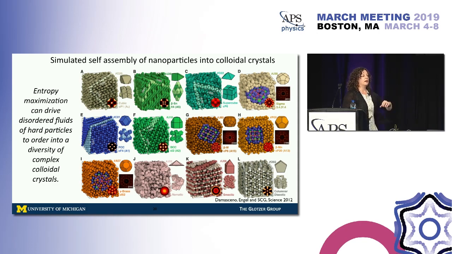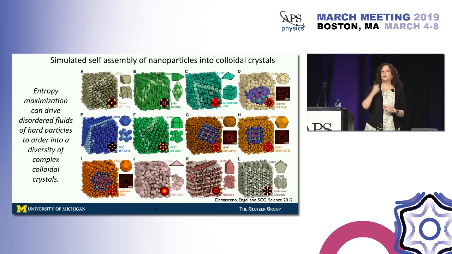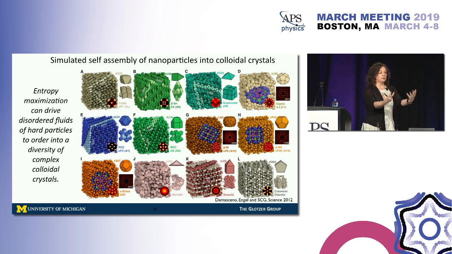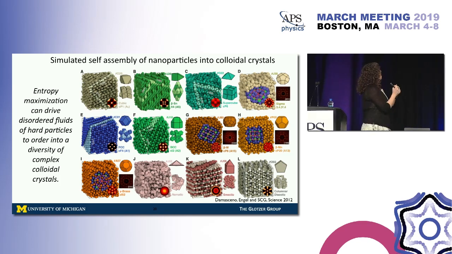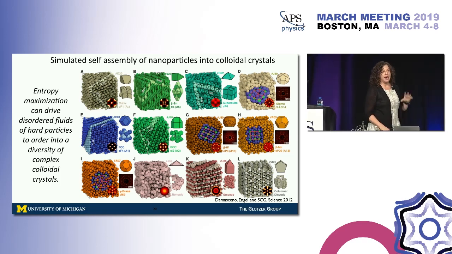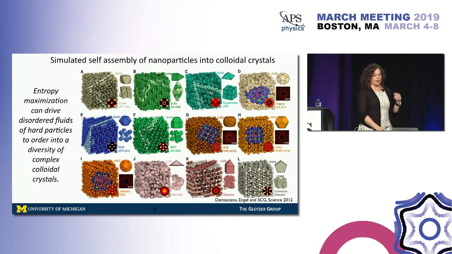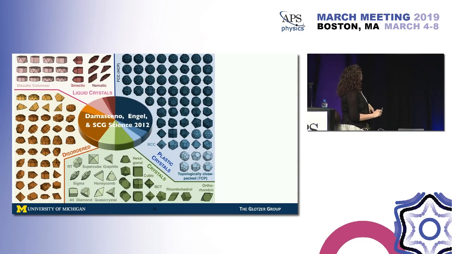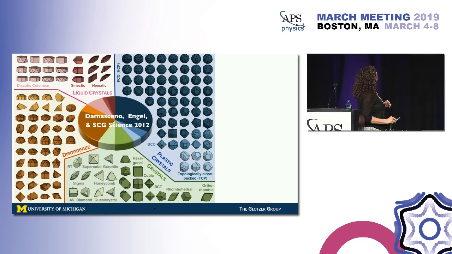So it turns out that although we knew that entropy could order objects in thermodynamic equilibrium, even in the absence of any kind of interactions, we didn't realize how rich a space of possibilities that could be, and how simply by changing the shapes of the particles, we could get an extraordinarily rich complexity and diversity of crystal structures. So here's an example where we took 145 different shapes, and for each one we did simulations, and of these 101 crystallized, and these 44 just didn't. Eventually we ran them long enough that some of them did, but some of them didn't, and they stay disordered.